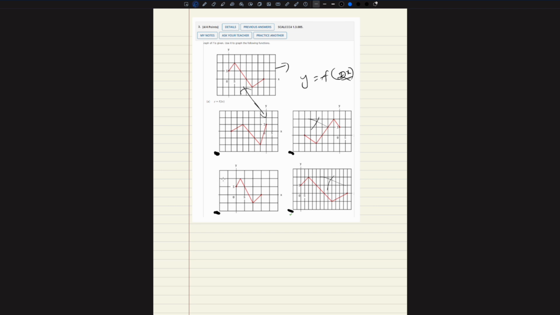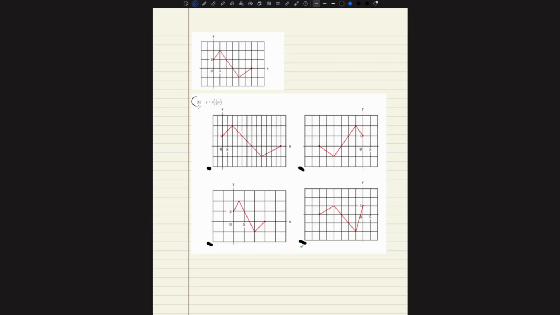Okay, so in this case we can clearly see it is shrunk because this point is the same, but this point here you can see it is at this point, but in our shrunk graph it is in between. So we know the graph is shrunk. So this should be our answer. So this is question number B.